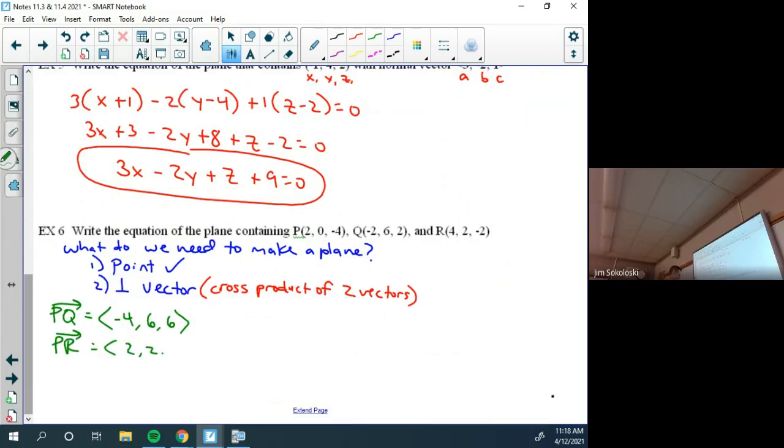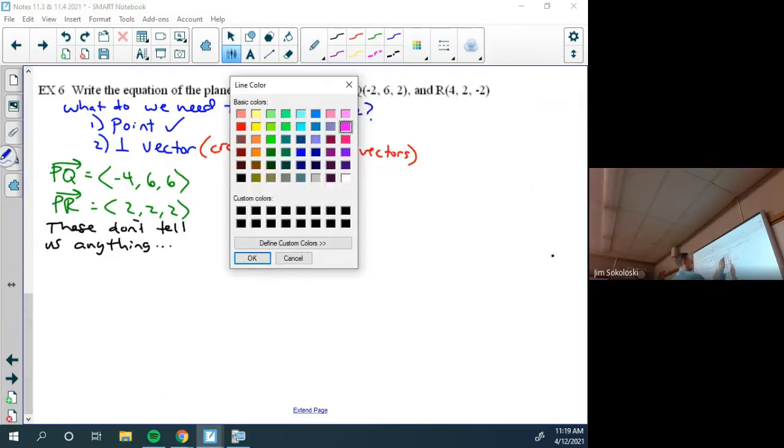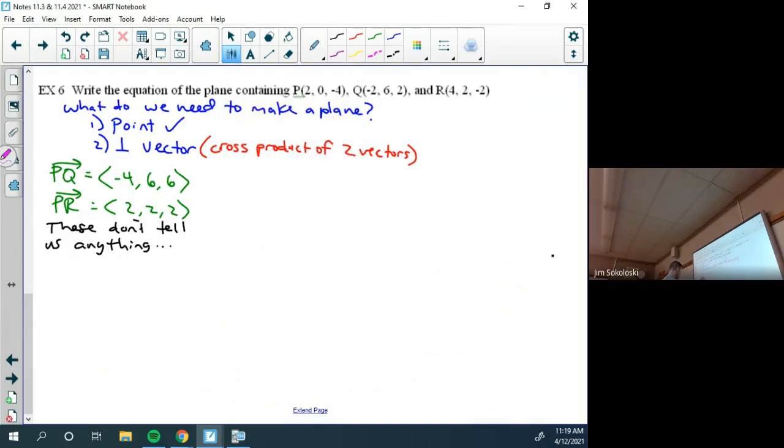PR is <2, 2, 2>. Okay. Remember, I got a lot of points. When it comes time, I'll choose one of those three. We'll be good. So I got my two vectors. These don't tell us anything. These are just vectors. I need a perpendicular vector. Well, in order to accomplish that, I'm going to have to do PQ cross PR.